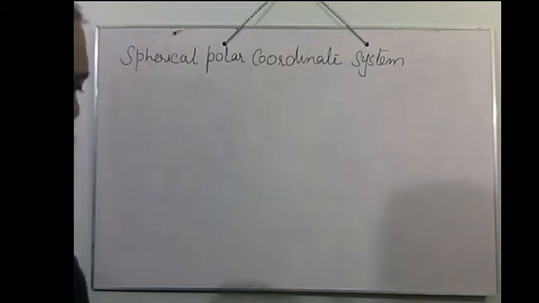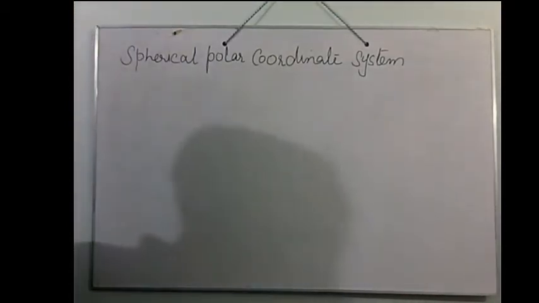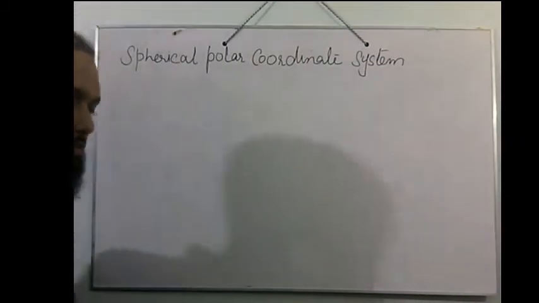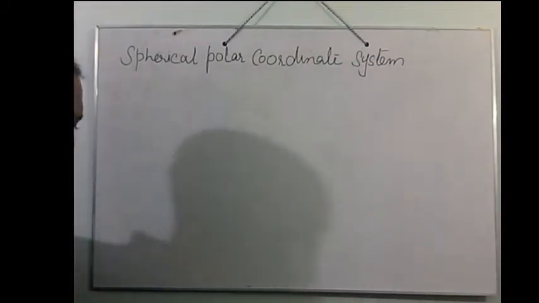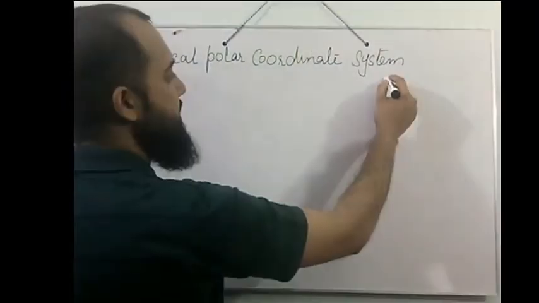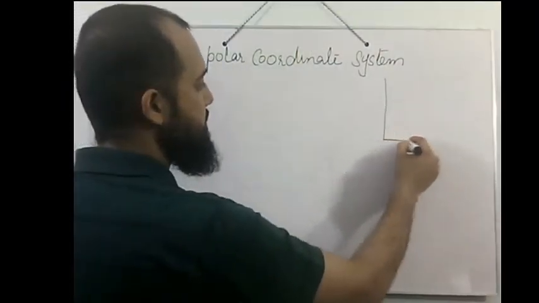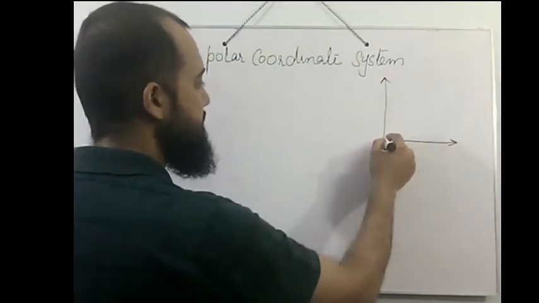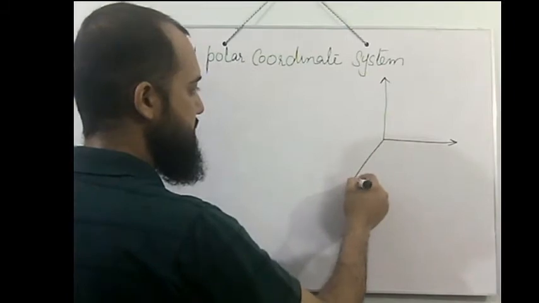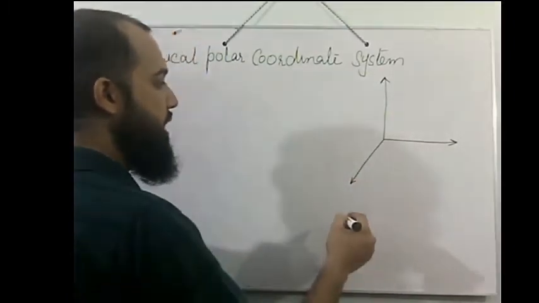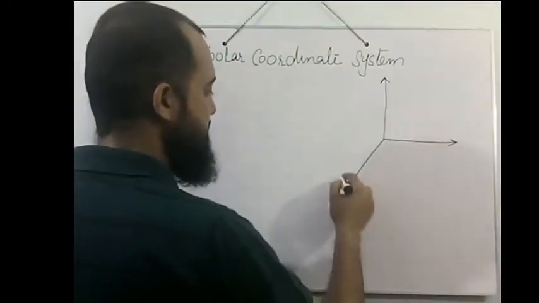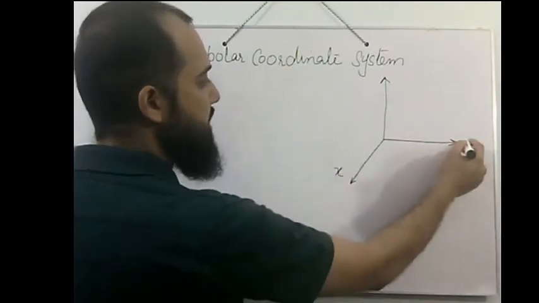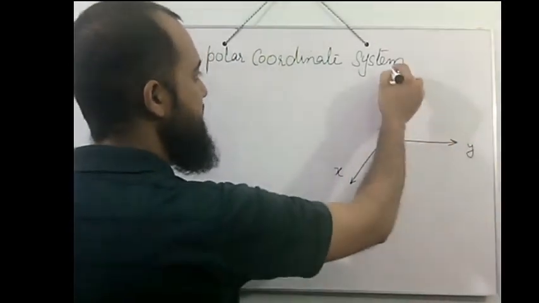Spherical polar coordinate system. In this system of coordinates, a point P is represented as x, y, z and also r, theta, phi. So we have a coordinate system here. We always use the right-handed coordinate system, in which the cross product of x and y is always z.